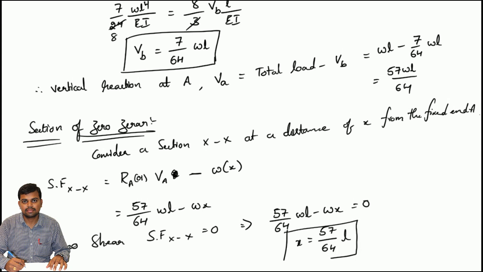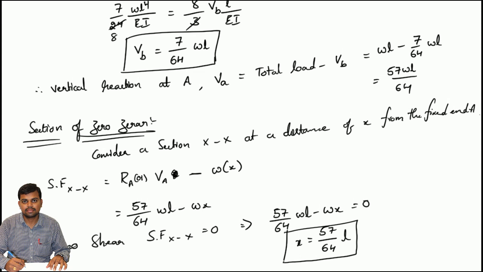This will be at a distance of x equal to 57 by 64L. The shear force will be 0. Now, the bending moment at B equal to 0. Why? Because if you consider here, there is a support and the bending moment at B is equal to 0. Whereas at A, it's a fixed end.